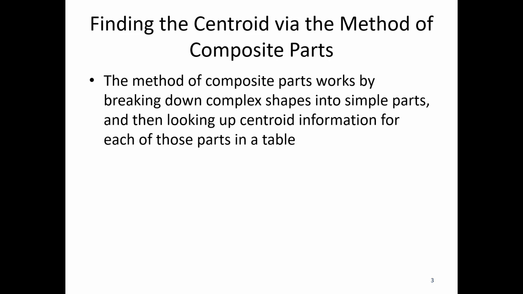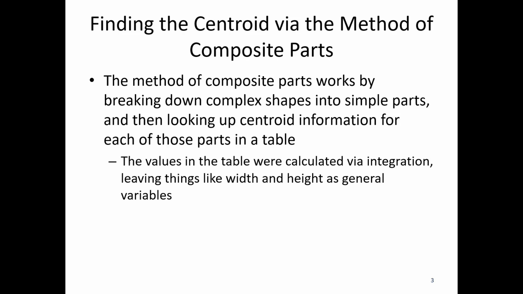Moving on, the method of composite parts, which is our focus today, works by breaking down complex shapes into simple parts. That's the composite parts namesake that we have here. We're going to be looking up the centroid information for each of those parts in a table. The values in the table were calculated via integration, leaving things like width and height as general variables. Therefore, we can plug in any value for width or height and find a shortcut through a lot of the calculus.